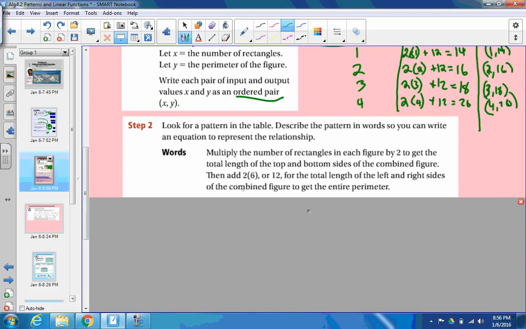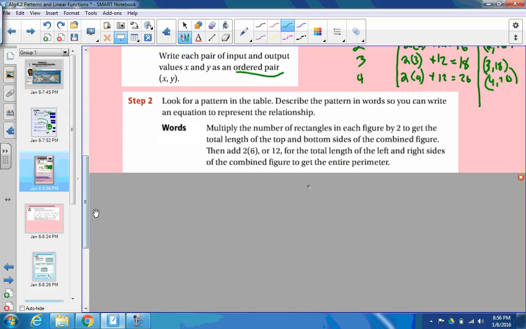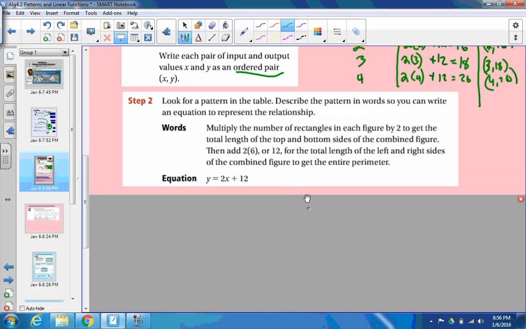And then it says, then we add 2 times 6, which we said is 12, because it's always 12 on the outsides. There's the 2 6s. And for the total length of the left and right sides combined, we get the entire perimeter. So that's kind of putting it into words. That was a lot of words for that. But if you put it into an equation, they got y equals 2x plus 12.